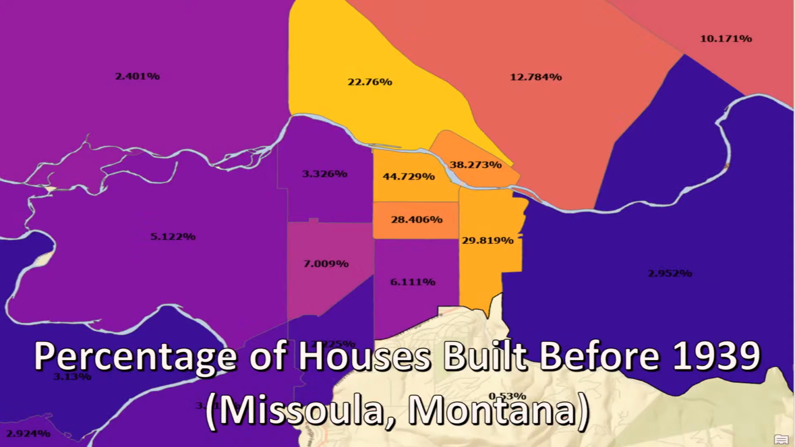And then maybe houses built before 1939. They also have 10-year increments, so you can look at each 10-year increment and see what percentage of houses in that area were built then. Missoula, again, I'm using it as an example because it's where I live, and quite a few people here probably live here. Same thing near the river, you see a lot of old houses. There's a tract where almost 45% of the houses were built before 1939. That's kind of crazy when you think about it.